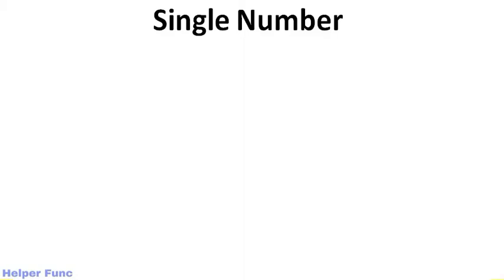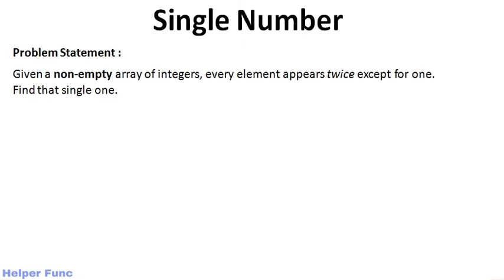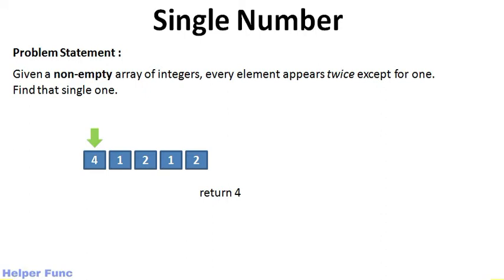In this video, we will discuss a very popular interview question, single number. The problem statement says that given a non-empty array of integers, every element appears twice except for one, and we need to find that single one. The problem guarantees that there is only one unique element; every other element appears twice. As for this example, we can see that 1 and 2 have appeared twice while 4 is unique. So we will return 4 as our answer.